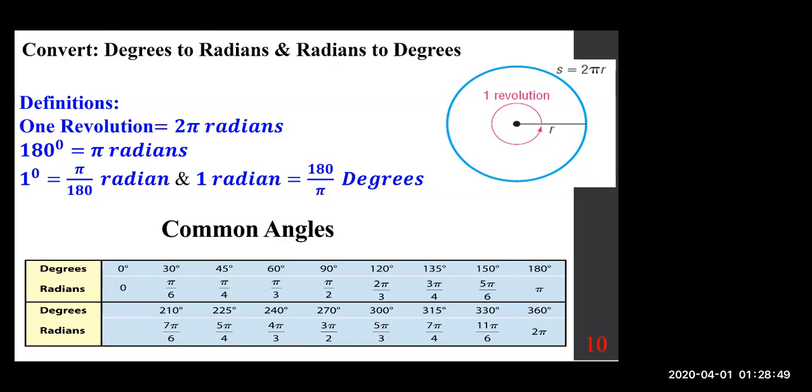So if that is the case, 1 degree would be pi over 180 radians, okay? And 1 radian is 180 over pi degrees. Here's how I'm gonna put the two together, so I hope it will be easy to remember. Take a look at the formula at the top.